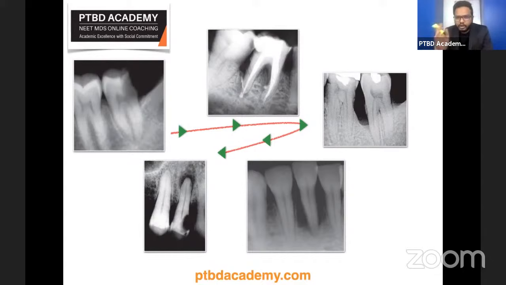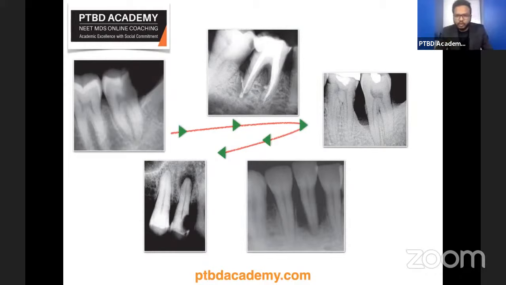And then if you come to 1 o'clock, it is primary perio. As you can clearly see, there is no decay, just a restoration occlusally, but you can see angular bone loss. It could involve the furcation, the lateral canals and all, right? So this is a clear-cut case of primary periodontal lesion. I haven't checked it, but I hope the vitality of the tooth is positive. I'll come to the characteristics for your convenience.